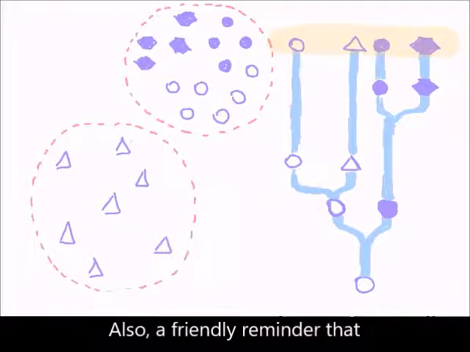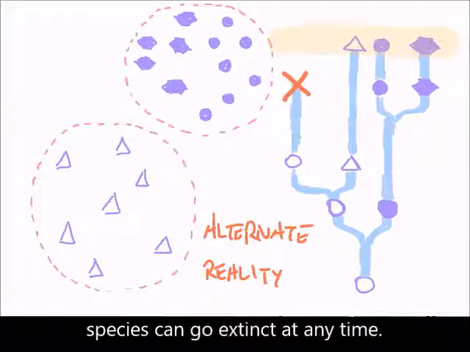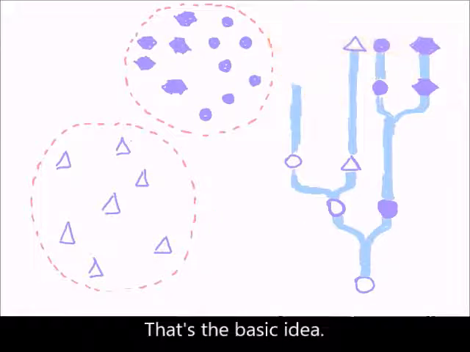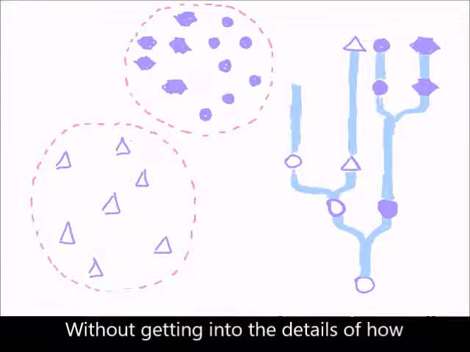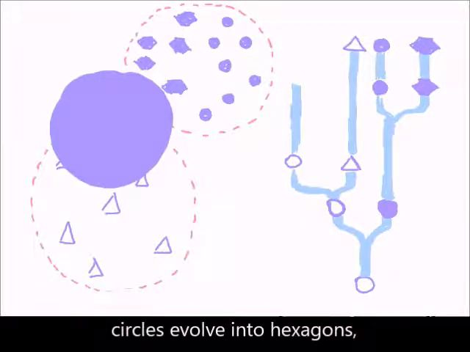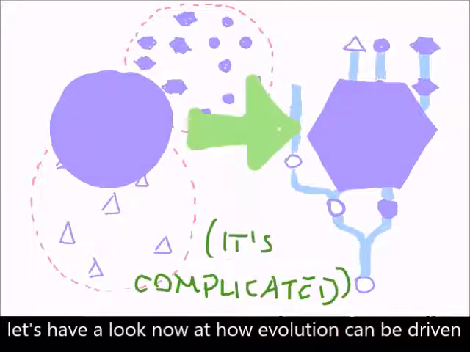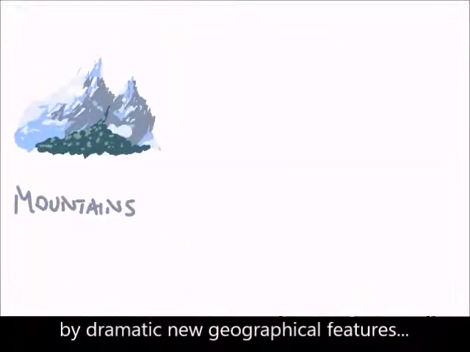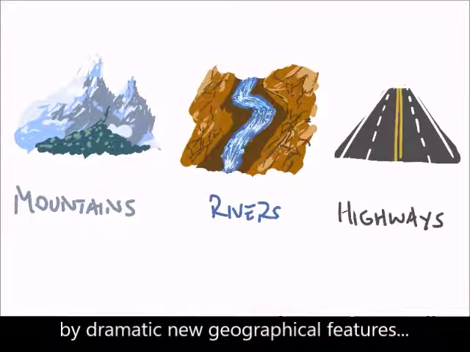Also, a friendly reminder that species can go extinct at any time. That's the basic idea. Without getting into the details of how circles evolve into hexagons, let's have a look now at how evolution can be driven by dramatic new geographical features, and how it can proceed without them.